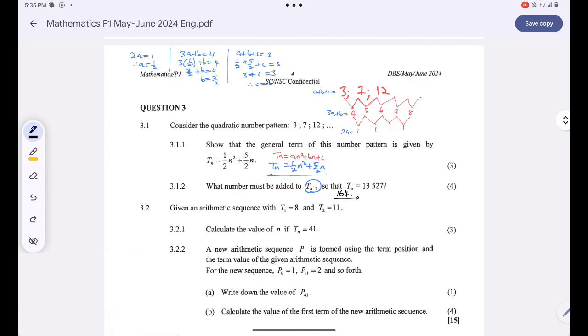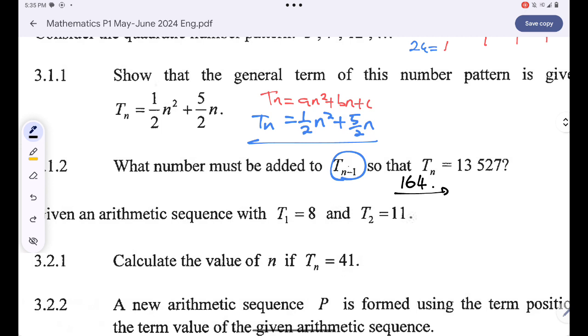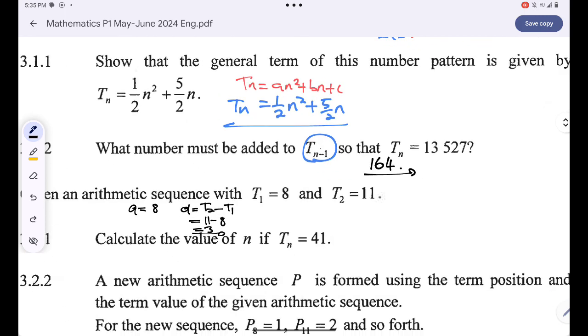Okay, now we are given an arithmetic sequence, and we are told that the first term is 8, the second term is 11. We are being asked to calculate the value of n if Tn is equal to 41. For me to calculate the value of n, I will simply need the values of a and d. The value of a is my first term, that's given as 8, and then my difference, since I'm dealing with an arithmetic sequence, that's simply T2 minus T1, which is 11 minus 8, and that will give me 3. So the common difference of this sequence is equal to 3.